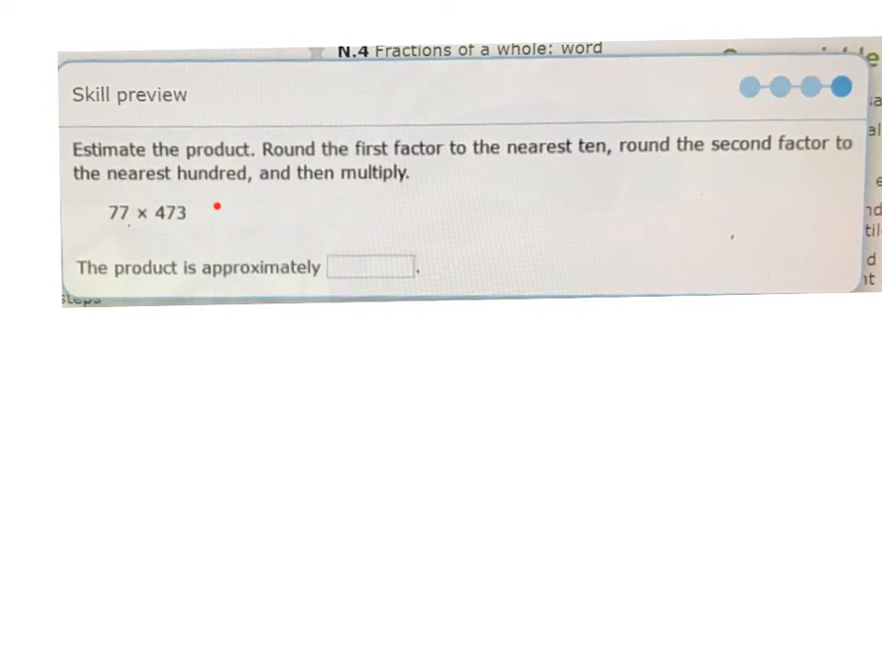And last example in this video, estimate the product, round the first factor to the nearest 10, round the second factor to the nearest 100, and then multiply. So we have 77 times 473. First one to the nearest 10, 77 is close to 80. 473 nearest 100 is 500.